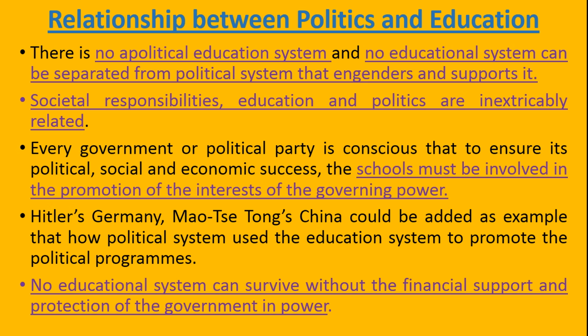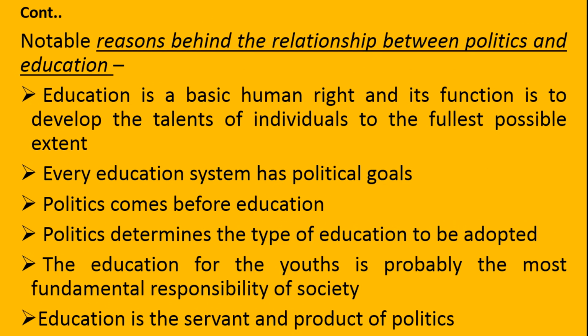Every government or political party is conscious to ensure its political, social and economic success. School curriculum, syllabus, duration of course, everything is decided based on the political, social and economic success. So schools must be involved in promotion of the interests of the governing power. Hitler's Germany, Mao Zedong's China could be added as examples of how political systems used the education system to promote the political programs. No educational system can survive without the financial support and protection of the government in power.